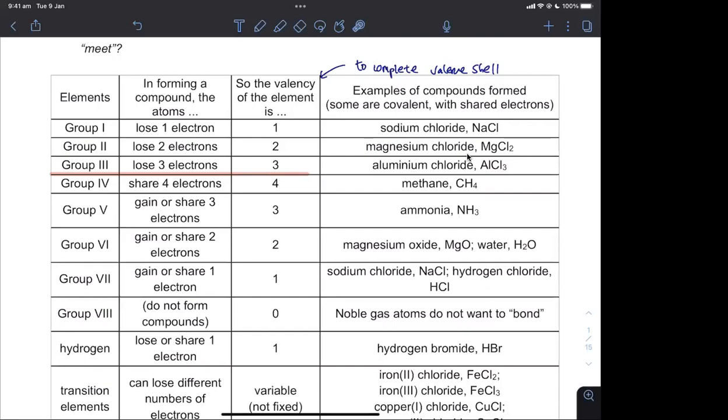Now, group 4 onwards are nonmetals. The nonmetals could be gaining or sharing electrons. So how many electrons do you need to share or gain to complete your outer shell? That is the valency for the nonmetals. In terms of group 8, we said the valency is 0 because they do not form compounds. There is no bonding at all. They just exist as single atoms. That's what you call monoatomic or monatomic.